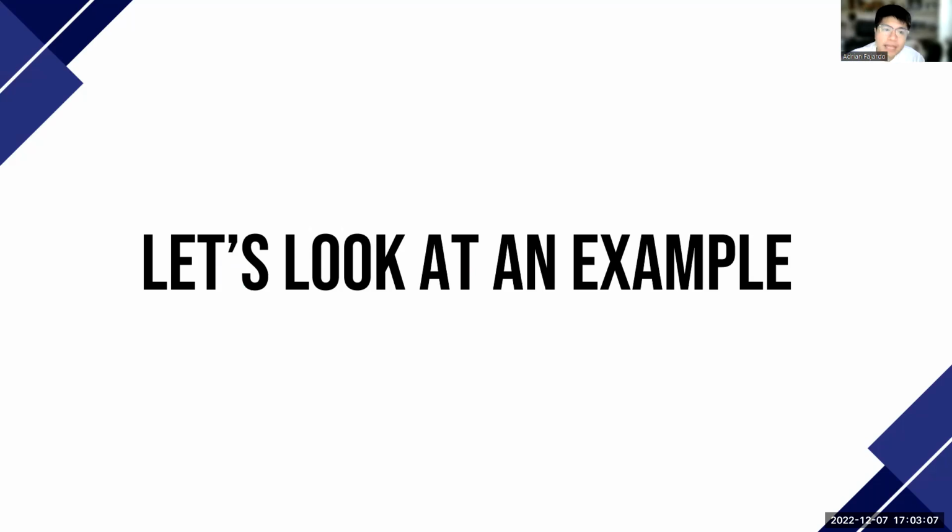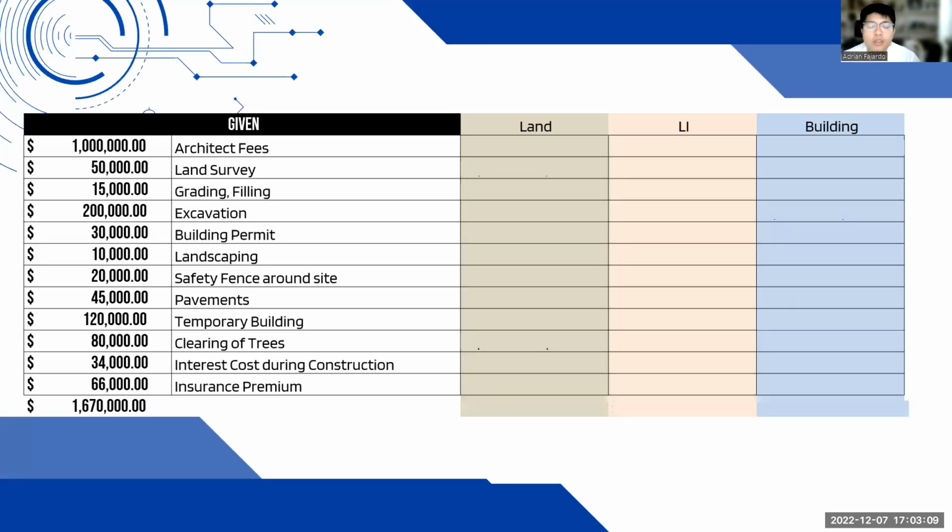So let's look at an example, and let's make it more complicated. Greendale Community spent over 1.67 million, with different breakdowns of the cost. It's asking what is the value of land, what is the value of land improvement, and what is the value of the building? Number one, architect. So you had something made, and that's basically building.